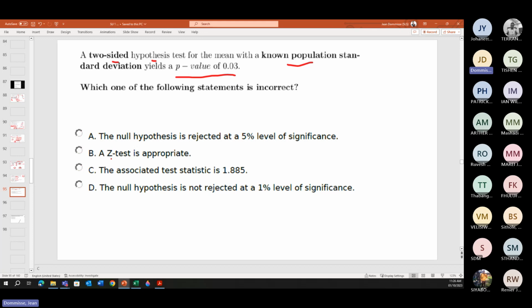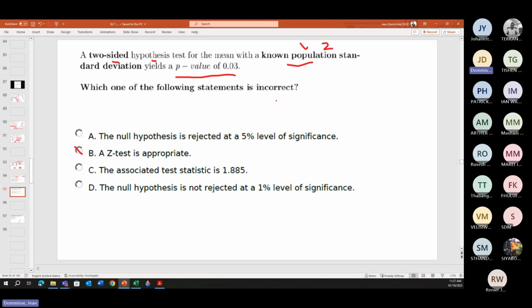So what would you say? Are we going to use Z or not? Yes, I would say that is yes. Yes, appropriate. Perfect. We know what the population standard deviation is, so we're going to use that.